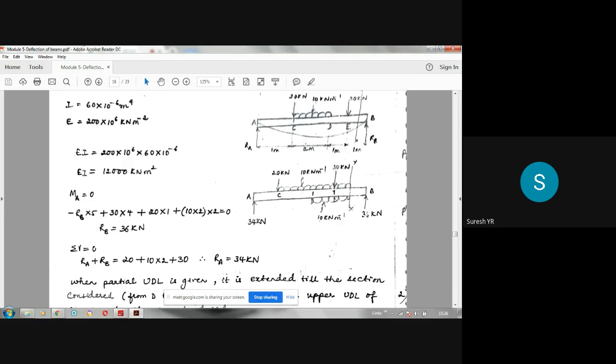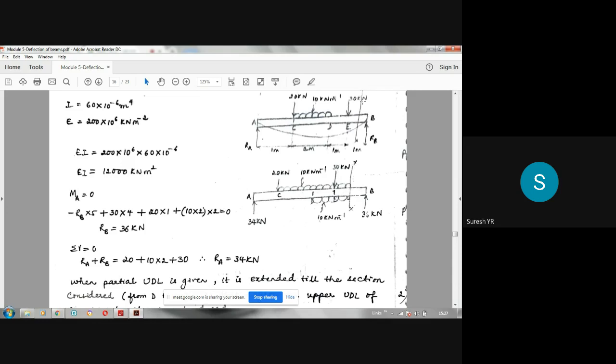Here, the farthest region is this one. Which is the farthest region? The farthest region is EB here. You have to measure X from this end, from the end A. So AC, CD, DE, EB. There are 4 regions here. You can split the beam into 4 regions. Among that, the farthest region is EB. So you have to consider a section in EB region.